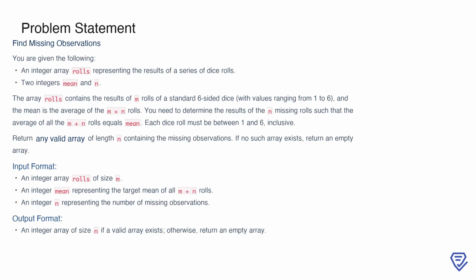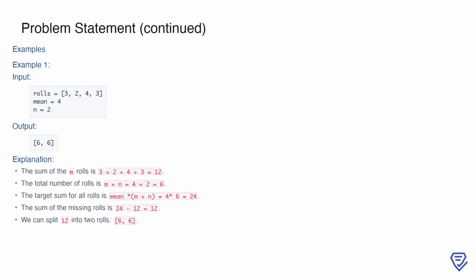Our goal is to calculate the values of these n missing rolls such that the average of all the rolls matches the given mean. If it's not possible to find such values, we should return an empty array. The solution must ensure that the missing rolls are valid dice rolls, meaning every value must be between 1 and 6. To understand this problem better, let's look at an example.